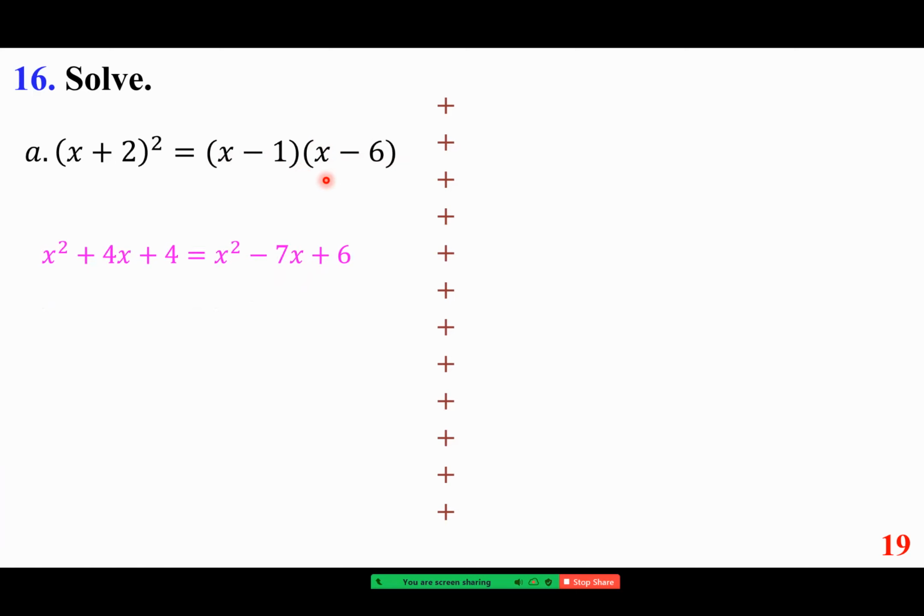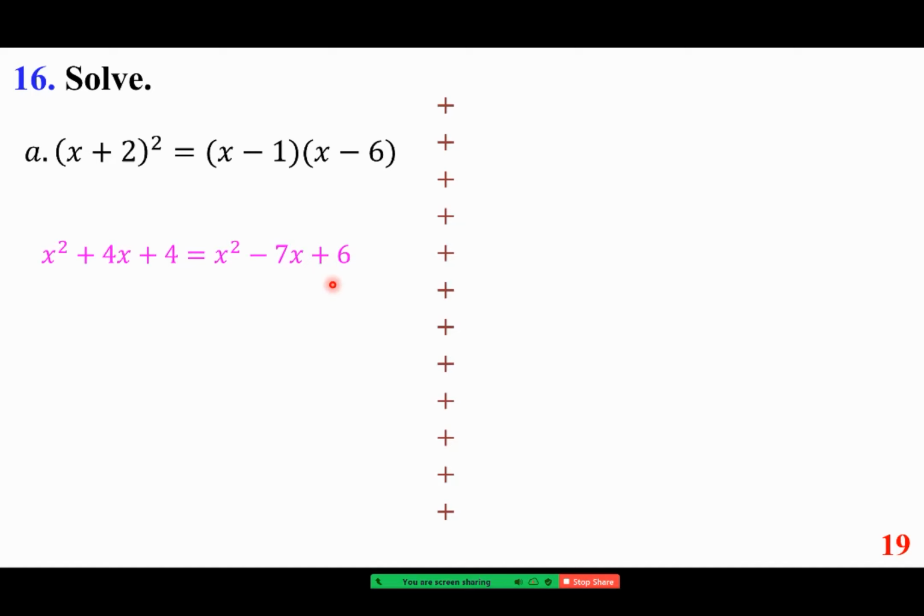We can FOIL this pretty fast. Again, I'm going to repeat this for the sake of the reverse process, which is factoring. If you want to multiply these two, x times x is x squared. Then you add these two numbers, negative 1 and negative 6, is negative 7 times x. And then you multiply these two, you get positive 6.